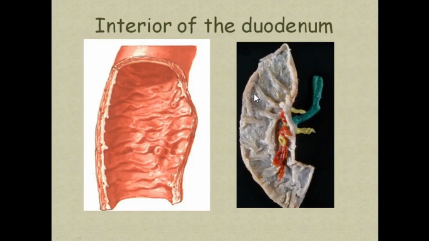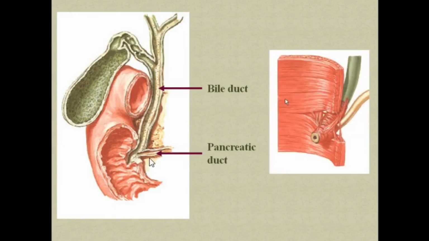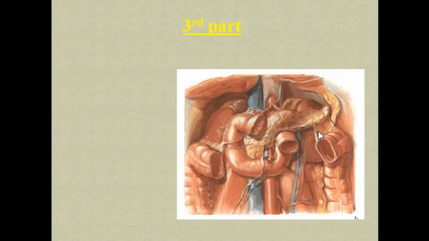In major duodenal papilla, we have got opening of bile duct and main pancreatic duct opening into it. In minor duodenal papilla, we have got accessory pancreatic duct opening into it. So this is main pancreatic duct and bile duct opening in the major duodenal papilla. Here we have got accessory pancreatic duct opening in minor duodenal papilla. So this is the bile duct picture coming from gallbladder and main pancreatic duct, which is piercing the duodenal wall to open in major duodenal papilla.